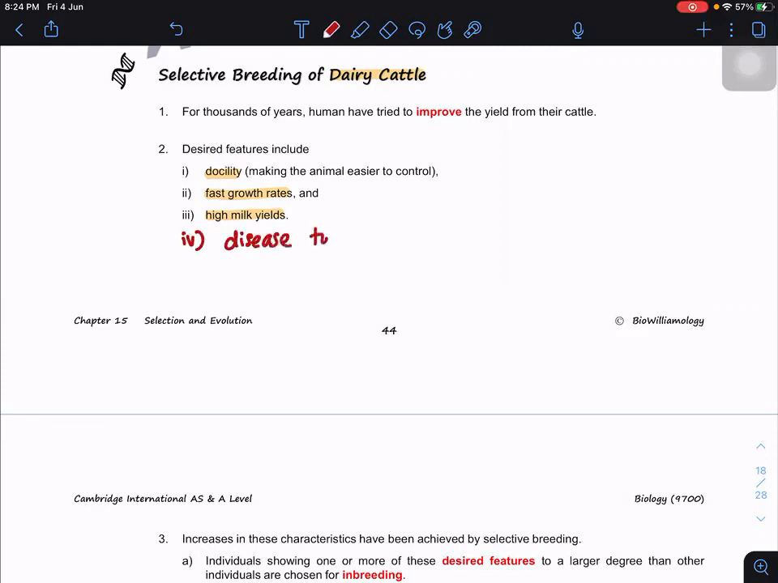Disease tolerant. Disease tolerant basically means that they do not easily get the disease. Or sometimes you can have climate tolerance, which means that the change of the climates won't affect them much. Okay, so this is what I mean by the desired characteristics.